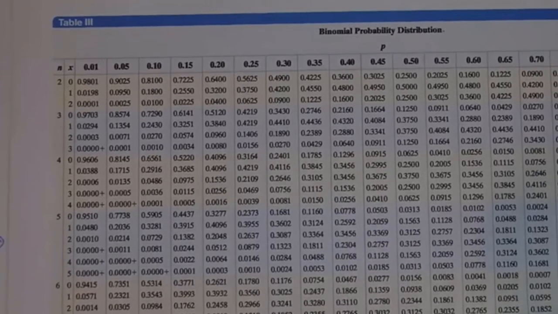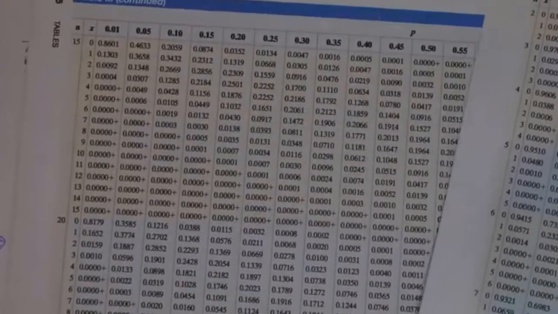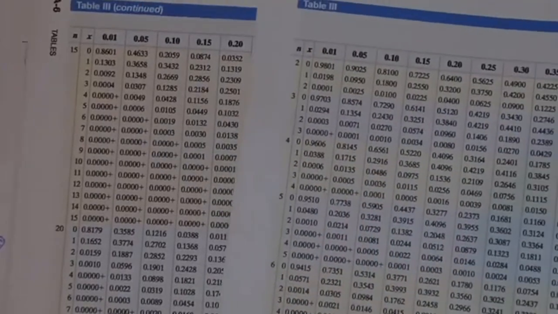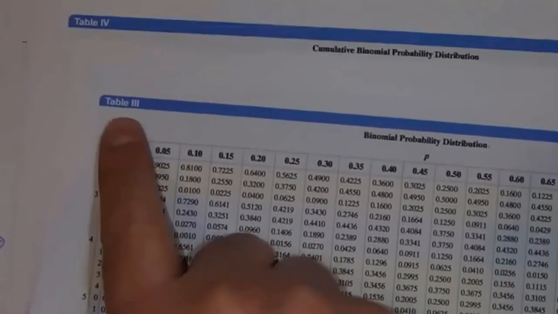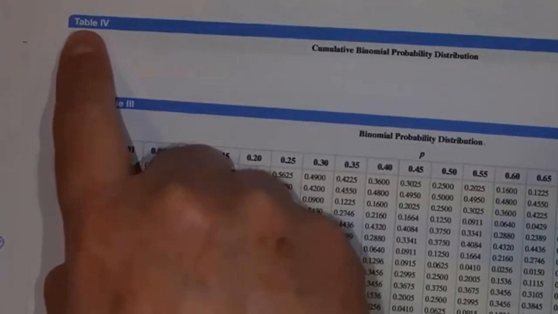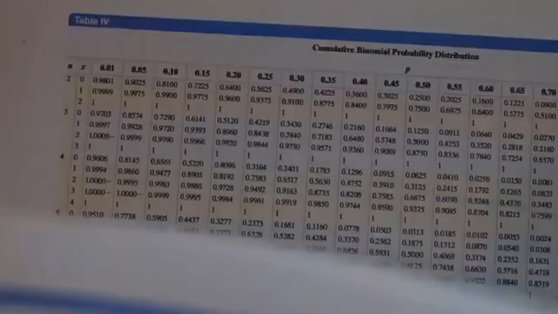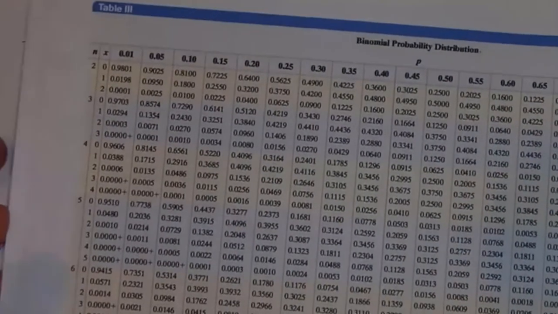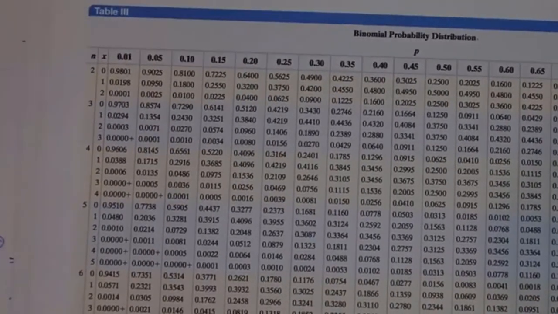And the truth is there are actually 2 tables here. There's a table from pages A1 to A6, that's table 3. And then there's a different table, table 4, that starts at A7 and goes to A10, and both of these are about binomial probability distributions. And I'll explain the difference in just a minute. So here's how this table works.